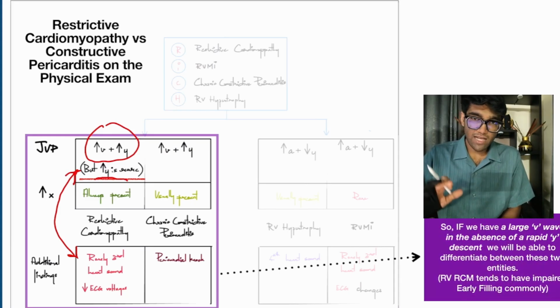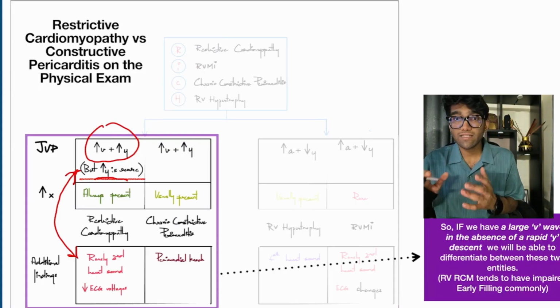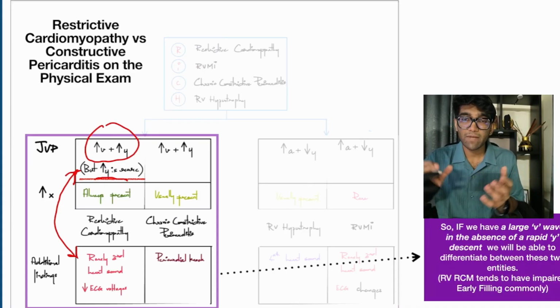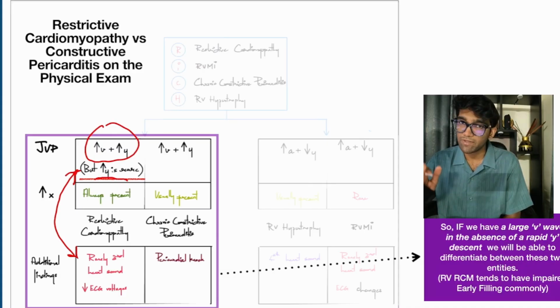If we have a large V wave, the absence of a Y descent will be able to differentiate between restrictive cardiomyopathy and constrictive pericarditis. In restrictive cardiomyopathy, this is because during early diastolic filling there is an impairment of ventricular relaxation, which was what was responsible for causing early rapid filling, if you recall.